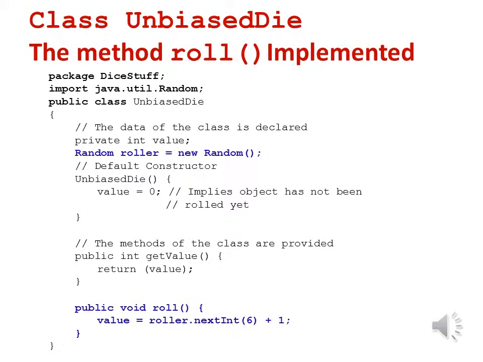Note that there are two statements at the top. We have the statement package dicestuff. This means that the class is part of a package called dicestuff. The second is a statement import java.util.Random. This makes available the class Random for use within this class.